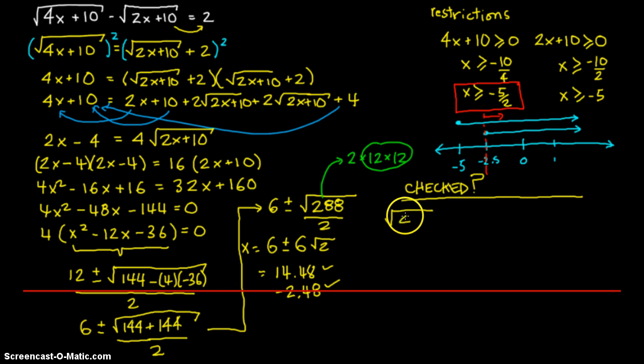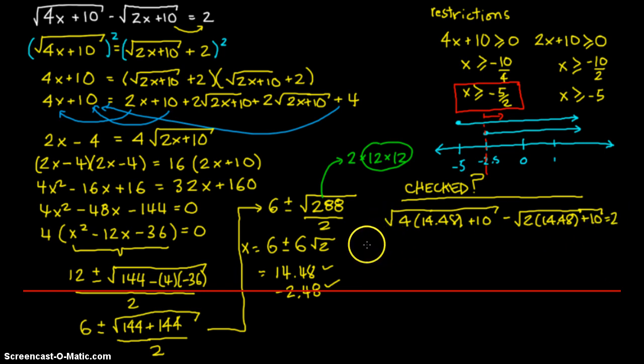Root of 4 times 14.48. Whoa. Plus 10. And here I'm using the decimal because as long as I get close to 2, I'm gonna assume I'm right. I don't have to be super exact here. I'm checking. And if it's the wrong one, it's going to be pretty far off. I'm going to be able to tell. So 14.48 plus 10, and does this equal 2? I don't know.